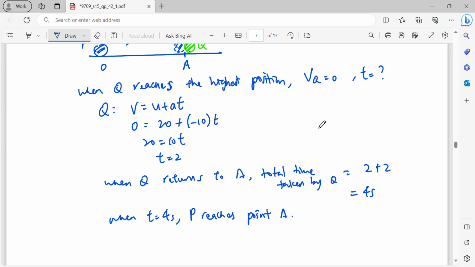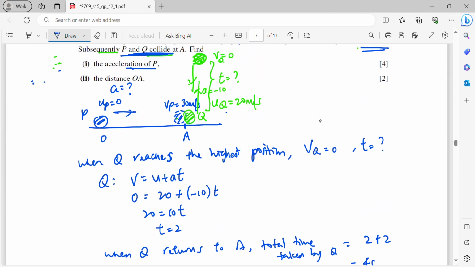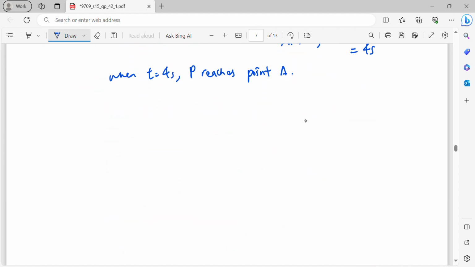Okay, so now, when P reaches point A, you are given the speed, which is 30. The final speed of P is 30. Initial speed is 0. We do know what is the A, but we know that the time taken is 4. So then we can just use the same formula, V equals U plus AT.